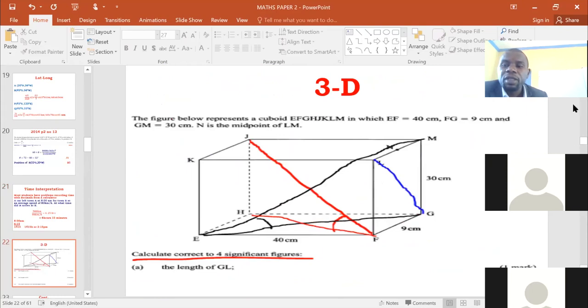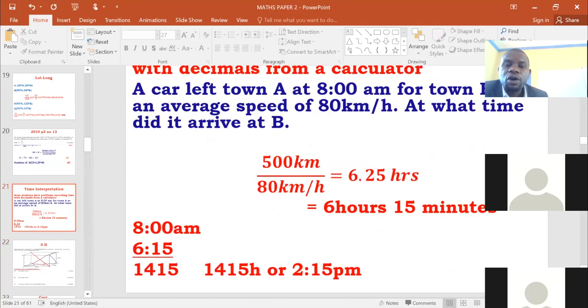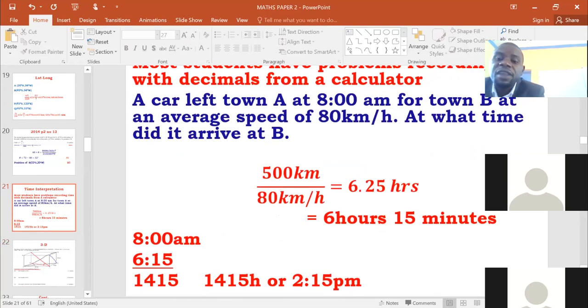Most of them go ahead and record 6 hours and 25 minutes as the correct time, which is not the right one to be used. So if you do that again, you now go to the 8 a.m. and add the 6 hours 15 minutes. The answer will be 14:15.